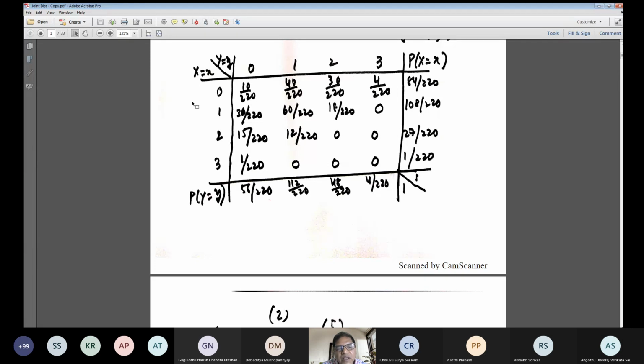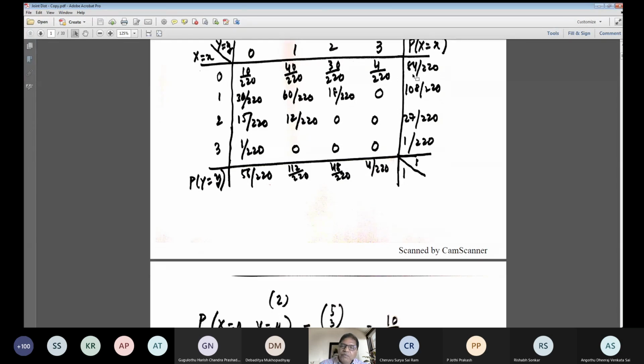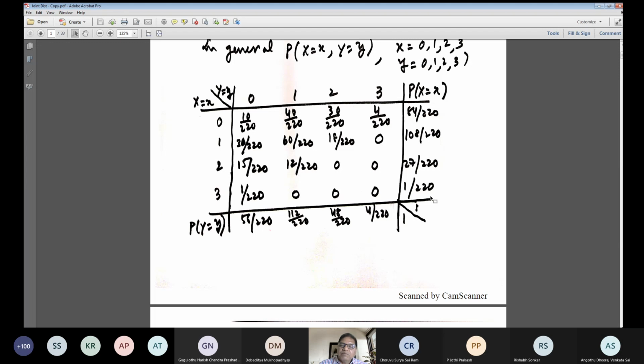So to find X equal to 0, you sum over all possible values of Y, because if X is 0, then Y could be 0, 1, 2, or 3. Similarly for X equal to 1, I have summed over all possible values of Y. So this last column where the sum has been written gives you the probability mass function of X.